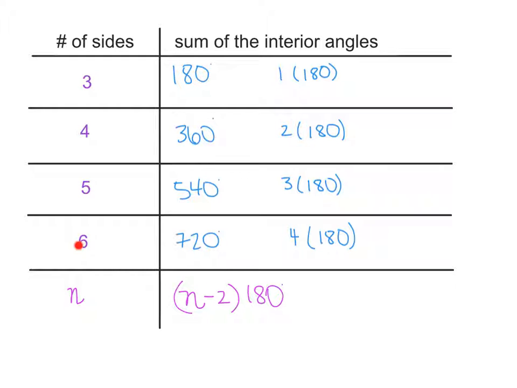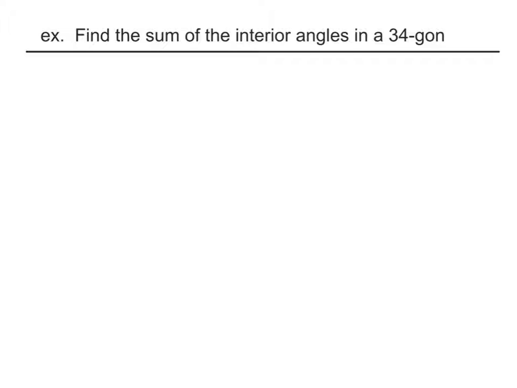Well, if this number is always 2 less than this number, and I say this is n, this part right here would be the n minus 2, and then times 180, because there's 180 degrees in one triangle. Okay, so quickly let's make sure we can put this formula into action. So let's find the sum of the interior angles in a 34-gon.